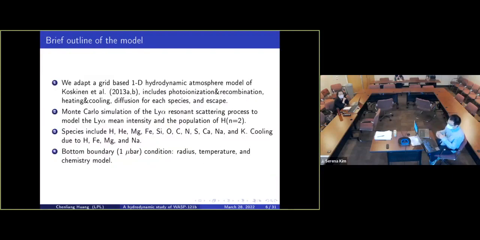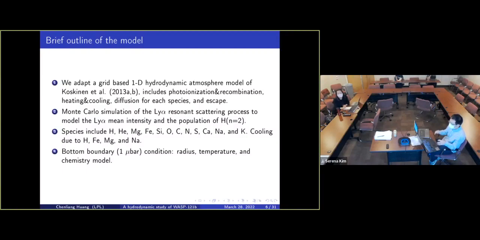Okay, so I'll briefly outline the model and then I'll go into a bit more detail. So the hydrodynamic model we are using is a one-dimensional hydrodynamic atmosphere model, developed by Koskinen et al. 2013. It includes photoionization, recombination, heating and cooling, diffusion for each individual species, and also the escape. Because we already detect the H alpha, H beta in the atmosphere, so it's absorbed by the excited state hydrogen. We need a calculator to model the excited state population.